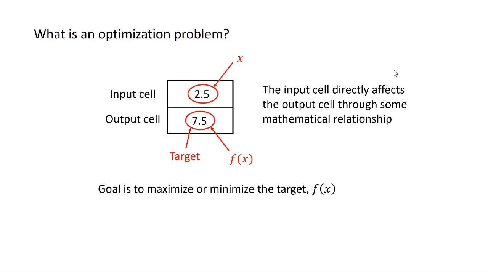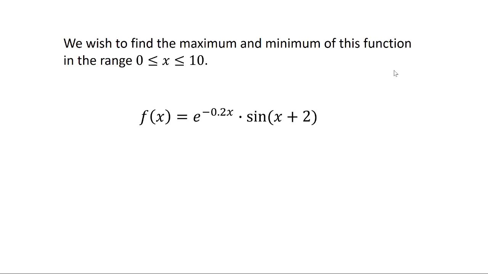Now we can do this in Excel using the solver tool. I showed in a previous screencast on targeting problems that we can use the solver to set a value equal to some target, but we can also minimize or maximize a certain cell with a given input. So let's go through an example. I have an example here. We wish to find the max and min of this function f of x in the range 0 to 10.